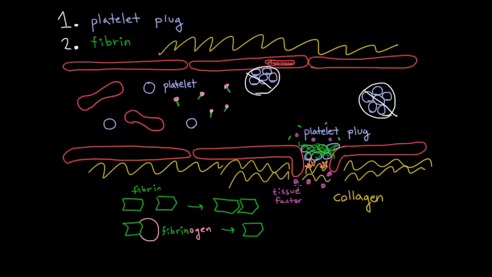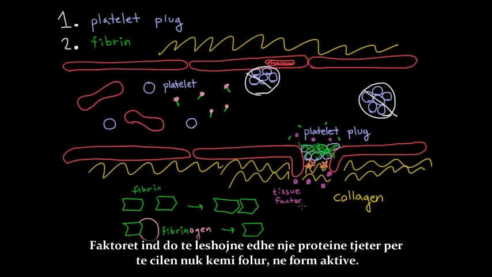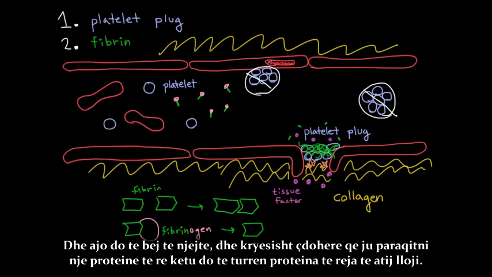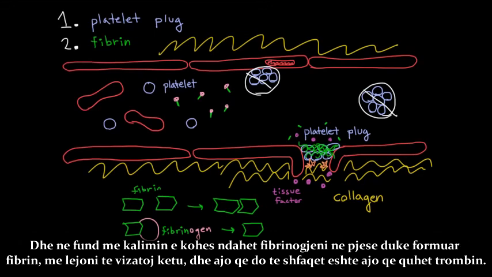So tissue factor, and by the way, I know this is getting convoluted, but try to stick with me. Tissue factor is going to turn another protein that we haven't talked about into its active form. And then that other active form of that protein is going to activate another protein that we haven't talked about into its active form. And then that one is going to do the same, and then that one is going to do the same. And so basically every time you introduce a new protein there, you're ramping up the total number of activated proteins of that type.